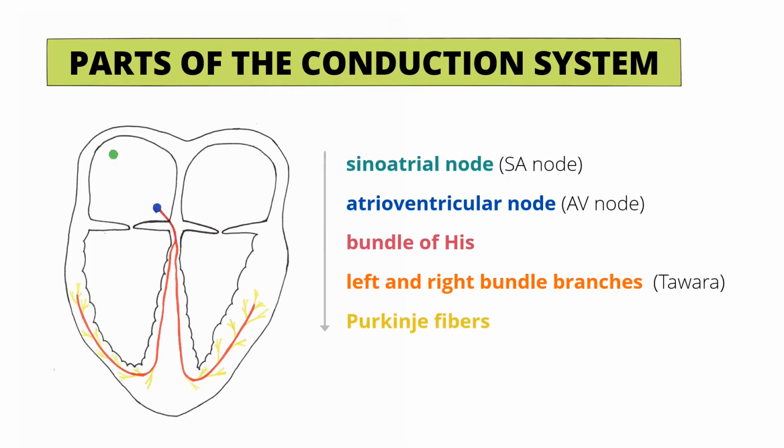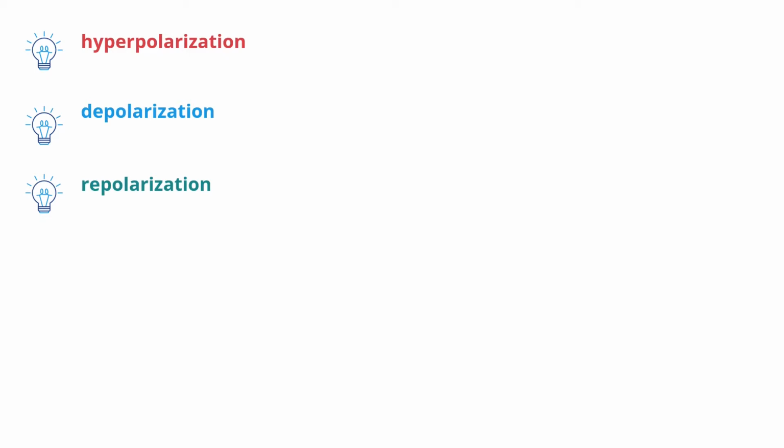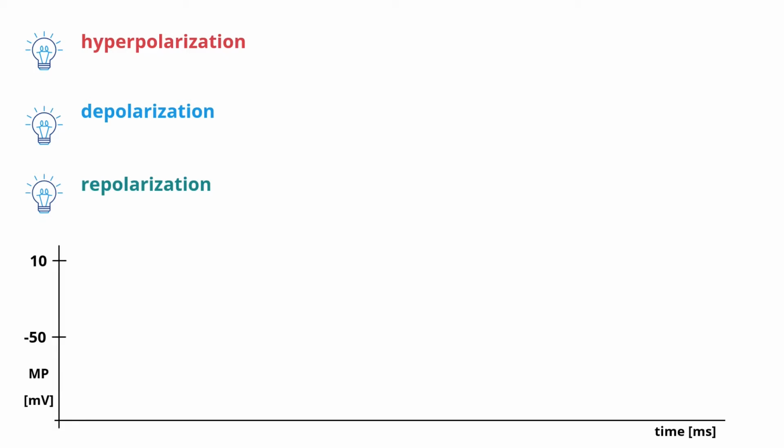The cells of the conduction system are very special in the fact that they don't have a constant resting potential. Before I explain how that works and why, let me just recap 3 very important terms from general physiology: hyperpolarization, depolarization, and repolarization. To explain them, we will graph the membrane potential over time and look at how it can change.